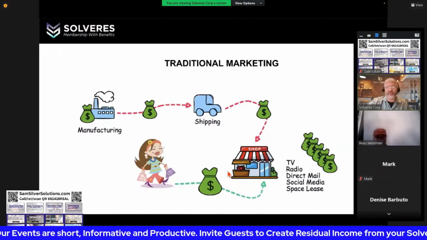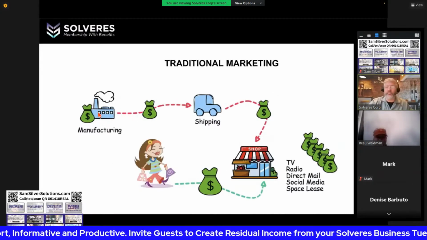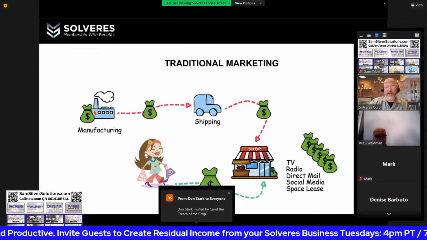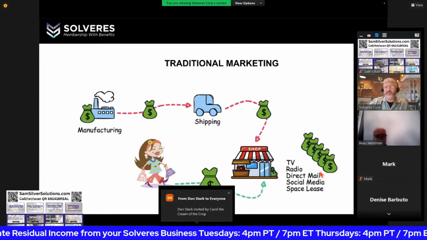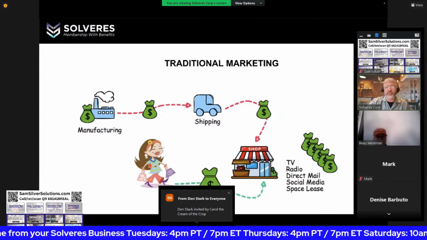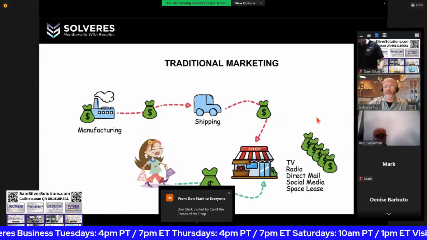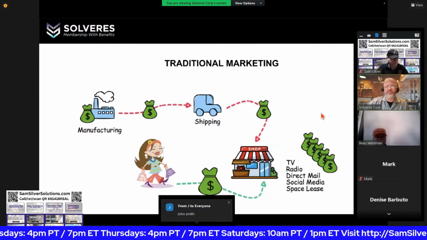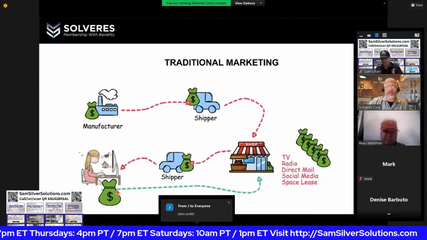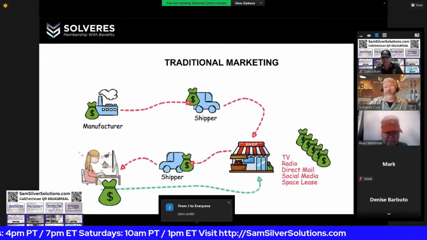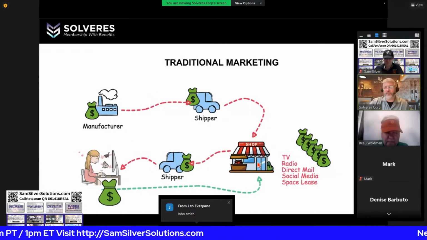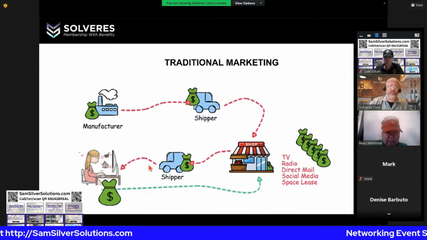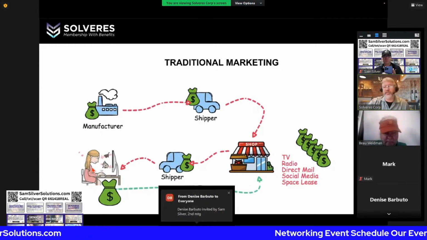This is the traditional marketing model that we've all grown up with for years. You have a manufacturer, they ship a product to a retail store. The retail store spends a lot of money in advertising to attract the customer to come into the store and purchase. Now with the internet, things are getting a little bit easier. We can now sit at home here and shop from our computer. And a lot of people still use this model, the manufacturer, the shipper, the retail store, and then the retail store can ship products over to the customer.